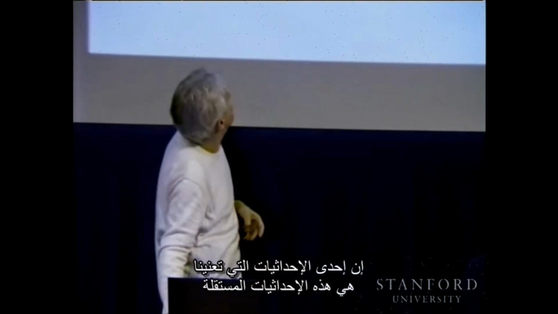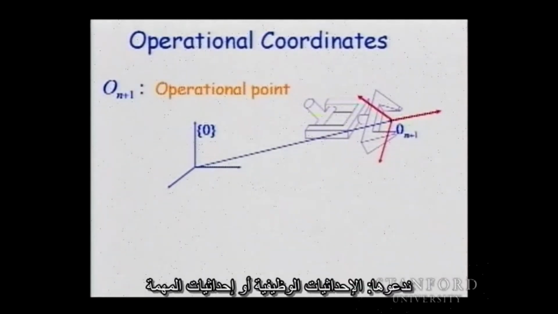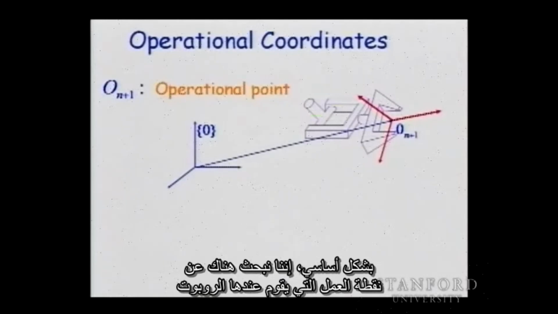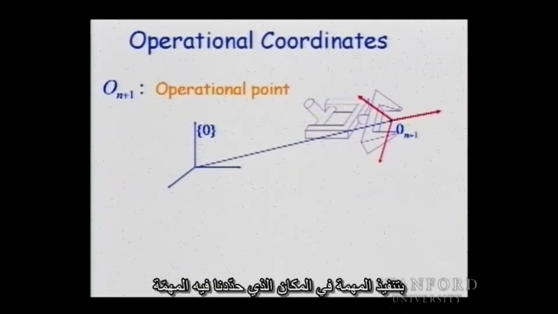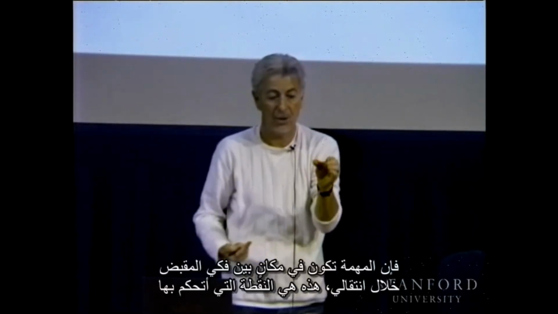So a particular set of coordinates that we are interested in is this set of independent coordinates. We call them operational coordinates or task coordinates. Essentially, there we are looking at the operational point where the robot is acting, where we define the task. So, for instance, if I'm going to grasp, the task is somewhere in the middle between the two jaws.